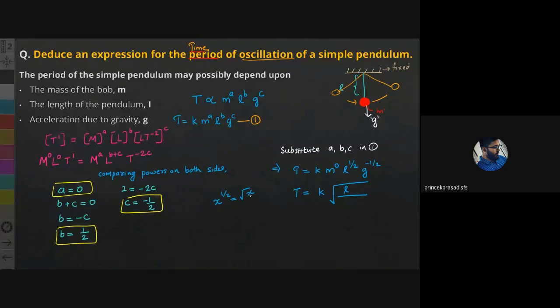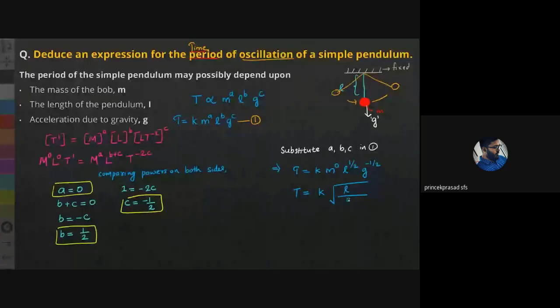x raised to 1 by 2 means root of x, whereas x raised to minus 1 by 2 means root of how much? Not minus x, you should take 1 by x. Get it clear, don't confuse. If you have confusion, write this down in the margin, because in later chapters also we will use this relation. If minus comes in the power, it means you should take the reciprocal. Is that clear? Yes, sir. So here G will be what? Root of 1 by G.